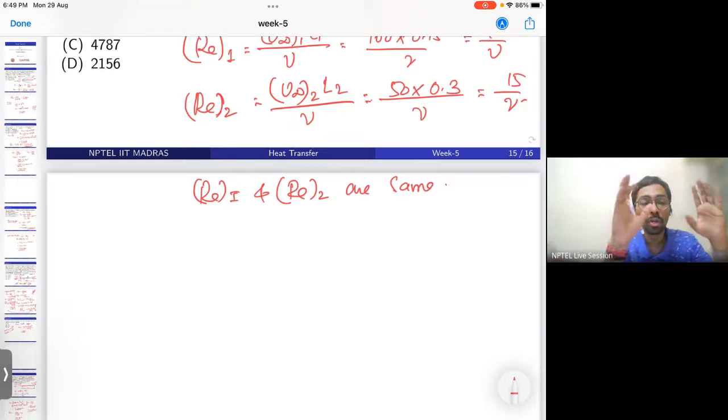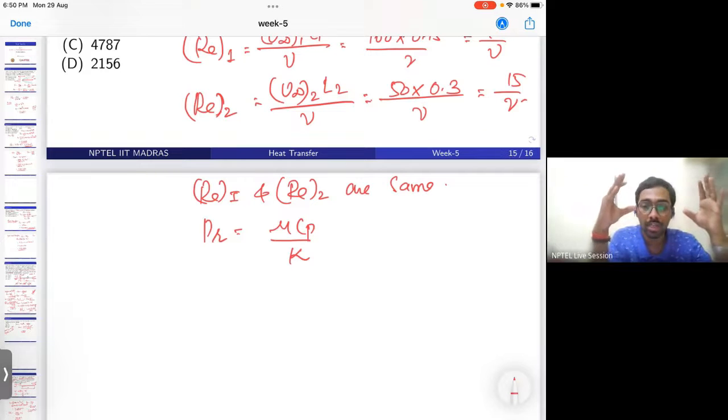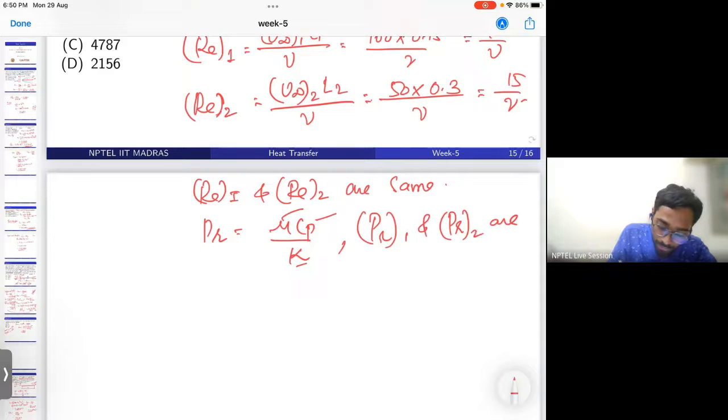As for the fluid property, the Prandtl number is equal to mu Cp by K of the fluid. As the fluid is the same in both aerofoil situations, the temperature of air is not changing. It is kept at a temperature of 37 degrees Celsius. So viscosity will not change, specific heat of air will not change, thermal conductivity will not change. So Prandtl number of 1 and Prandtl number of 2 are the same.